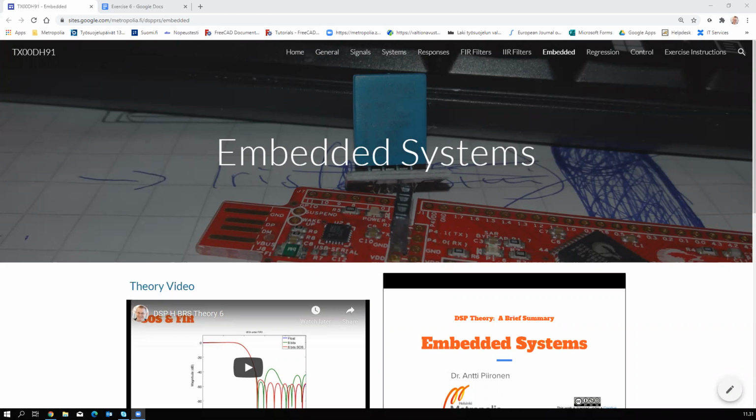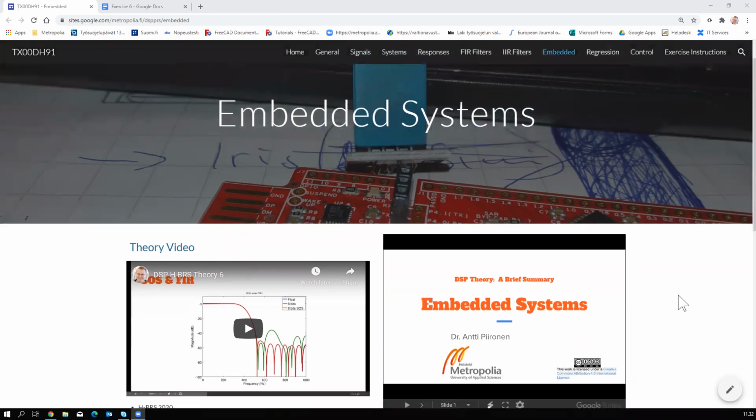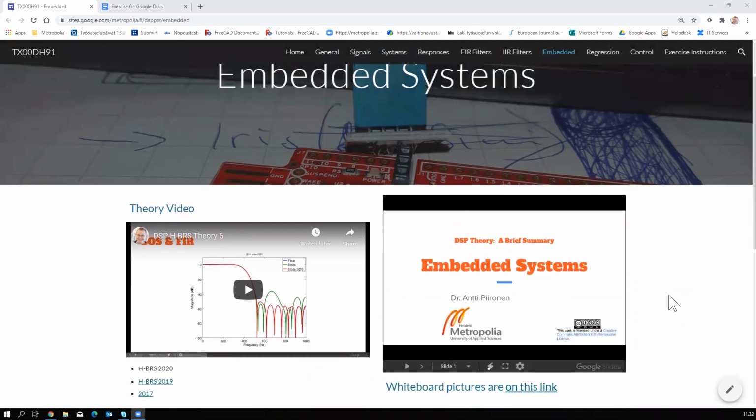Last lecture of this digital signal processing topic. It's about embedded systems and the special things that you need to take care of when you are dealing with embedded systems. Embedded system usually means, I'll say, limited computing power, and that actually brings us some opportunities to make shortcuts.